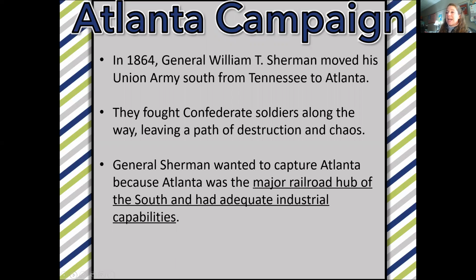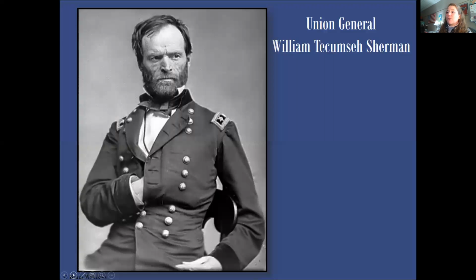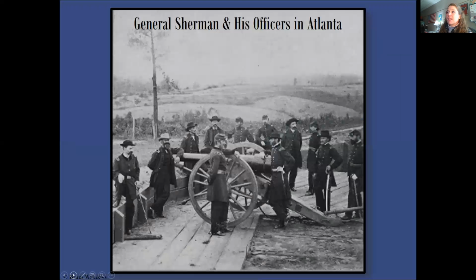General Sherman wanted to capture Atlanta because Atlanta was the major railroad hub of the South and had adequate industrial capabilities. So, a live picture of William T. Sherman. This is a picture of Sherman in Atlanta. So look behind him, look at all those fields and hills. That doesn't look like Atlanta, does it? Things have changed quite a bit. But Sherman was there in Atlanta.